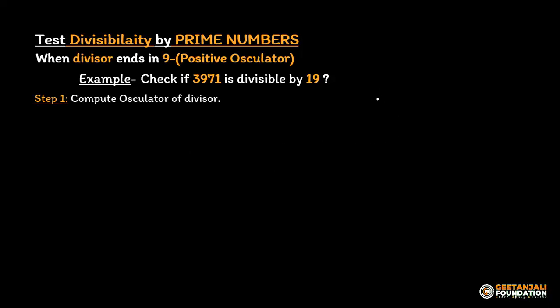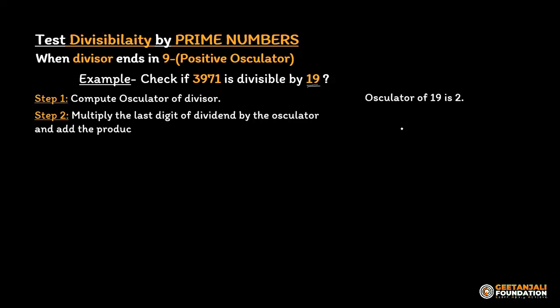First step, compute the oscillator of the divisor. Here the divisor is 19, which we have already done. Its oscillator is going to be 2. Why? Because before 9 there is 1. You add 1 to this and 2 is going to be your oscillator. Now we have to start the oscillation process, which I have explained already, but let's do it step by step.